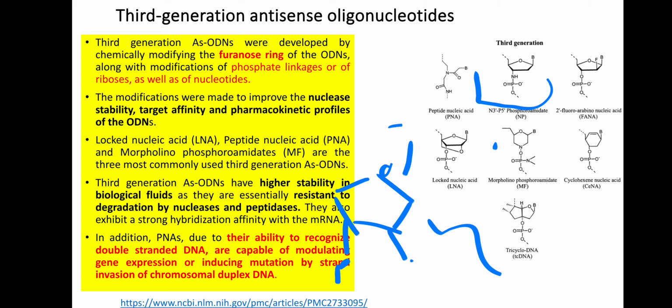Here the ultimate change is in the furanose ring; we can change the sugar ring, and we can change the phosphate linkage. That is very important for the third generation, and the entire modification directly promotes higher nuclease stability, higher target affinity, and ultimately changes the pharmacokinetic profile of the oligonucleotide. The well-known terms here are locked nucleic acid, peptide nucleic acid, and morpholino phosphoroamidate nucleic acid. These are most common in the third generation.